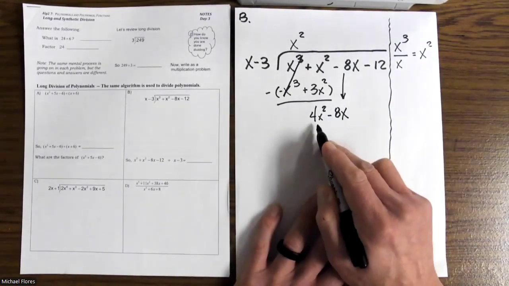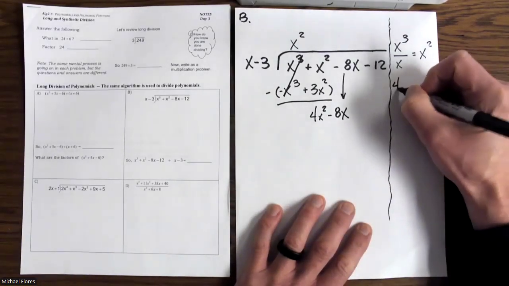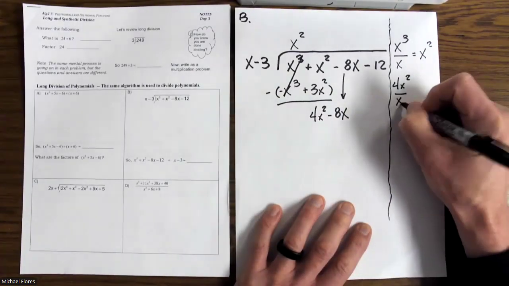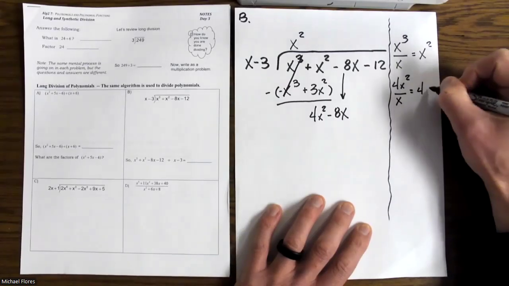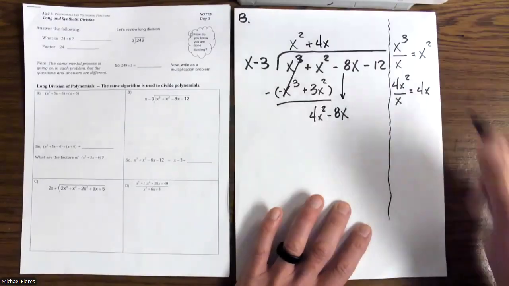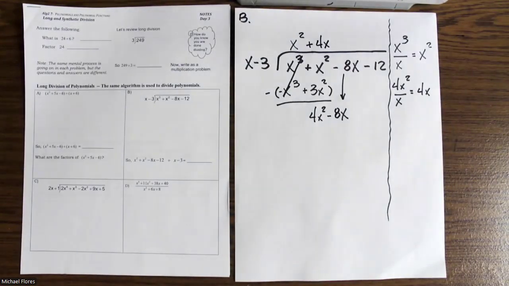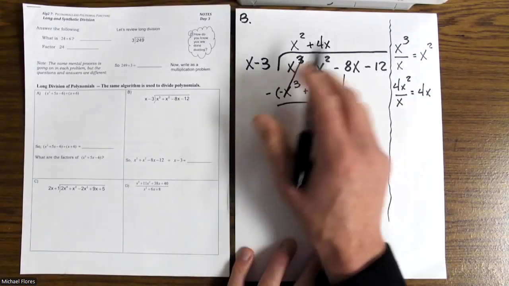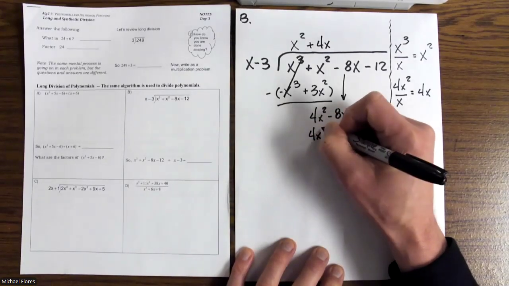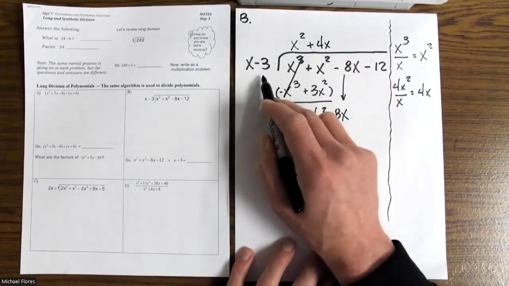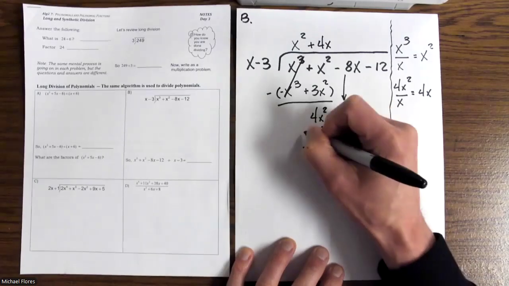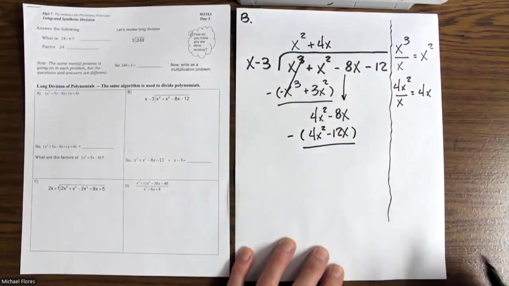Okay, now let's start over. Here, our first term is now 4x squared. And we're going to divide that by the first term here, which gives us positive 4x. So let's write that here. Now, what we just wrote down, we're going to multiply by this binomial. 4x times x is 4x squared. 4x times negative 3 is negative 12x. Underline, wrap, negative.